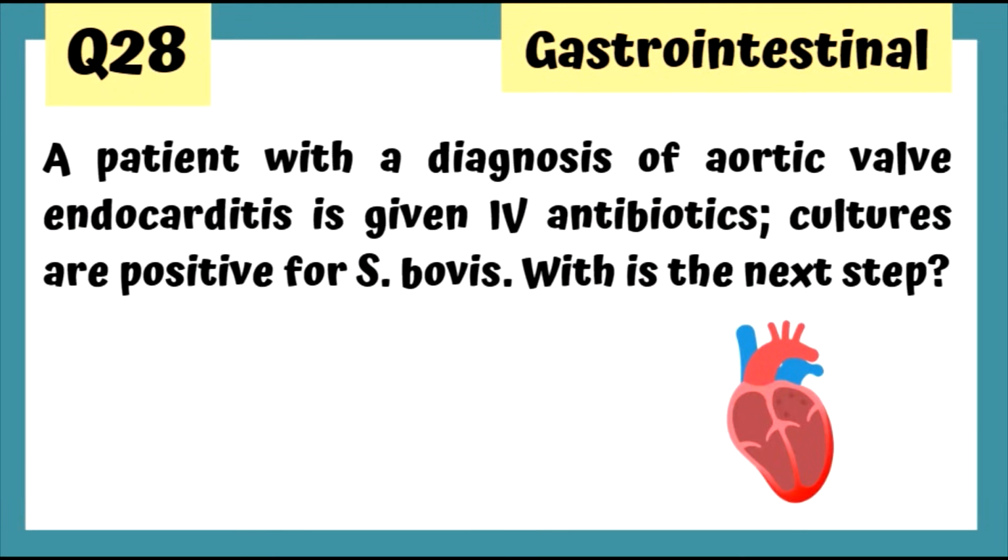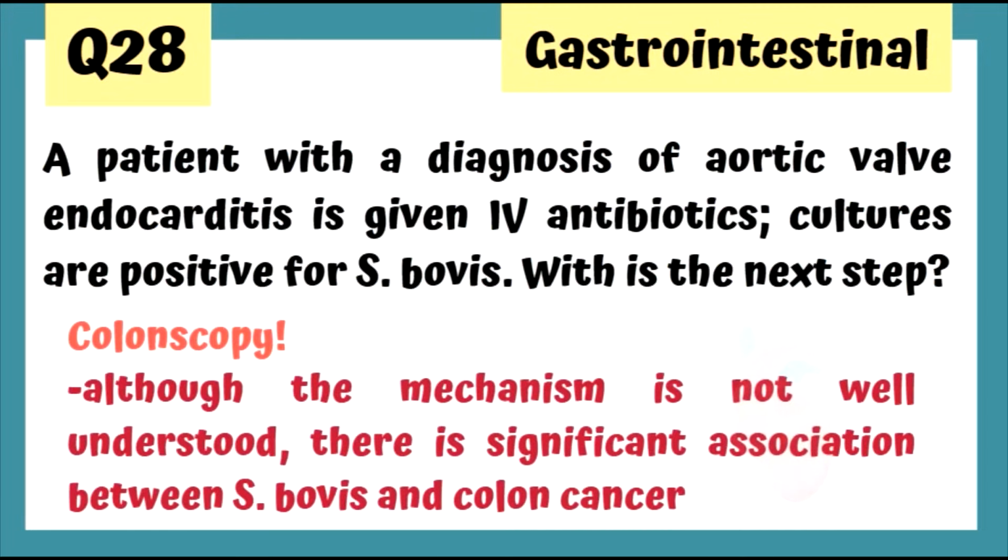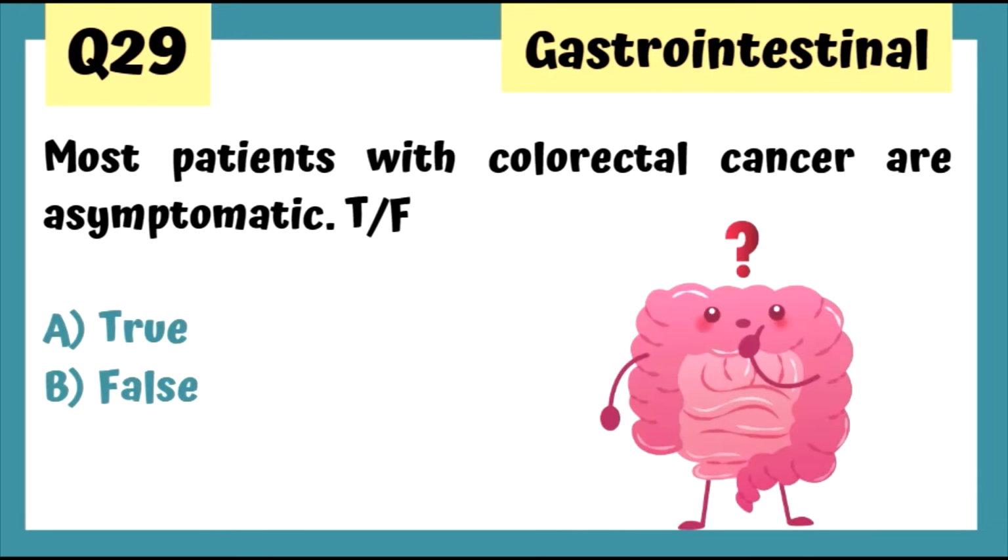Question 28, a patient with a diagnosis of aortic valve endocarditis is given IV antibiotics. Cultures are positive for strep bovis. What is the next step? Of course, we have to do a colonoscopy because for some reason, there's this significant association between strep bovis and colon cancer. Question 29. Most patients with colorectal cancer are asymptomatic. True or false? That is true.